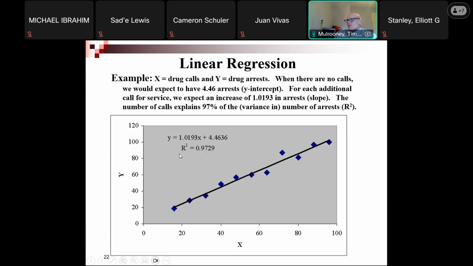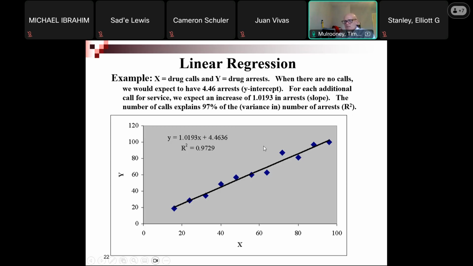And they came up with this equation right here, y equals 1.0193x plus 4.460. So if I were to plug in 0 for x, meaning there were 0 calls, we'd still get 4.46 arrests. Now, obviously, just like Poisson distributions, just like we did with our quadrant analysis, we can round them all up. Remember, we did the rounding, the predicted number, and all that other good stuff too. Okay, and so for each additional call, we increase it by 1.0193.